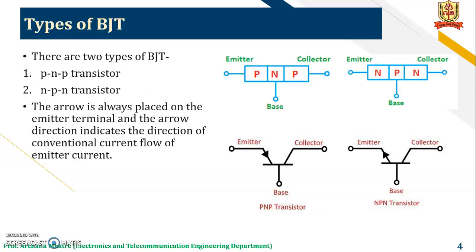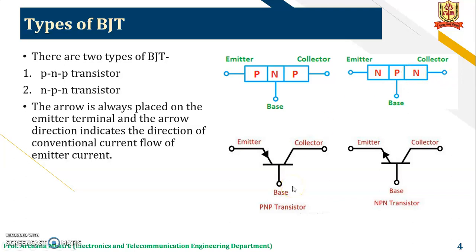Now there are two types of BJT. First is an NPN transistor and second is a PNP transistor. Now this is the construction diagram of a PNP transistor. You can see here there are two P-type regions and in between them one N-type region. So it is a PNP transistor. Three terminals are there: emitter, base and collector. The middle layer is always for the base terminal. Now this is the NPN transistor. In this, two N-type layers and in between them one P-type layer is placed.